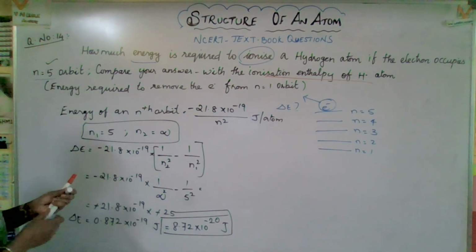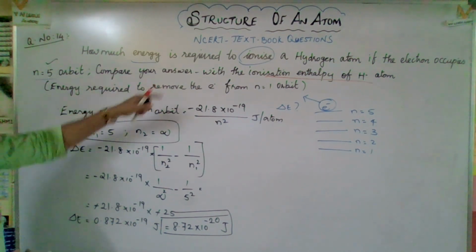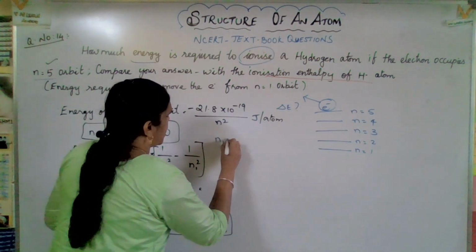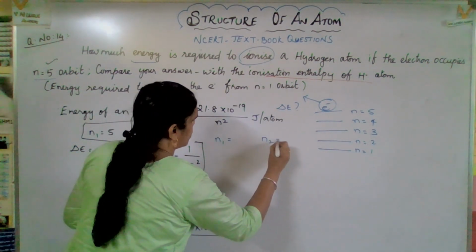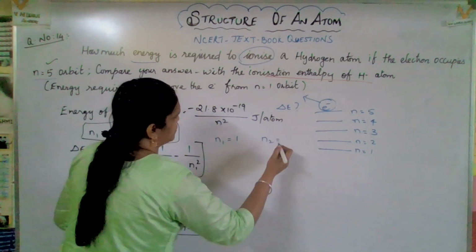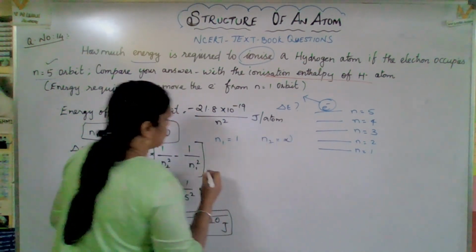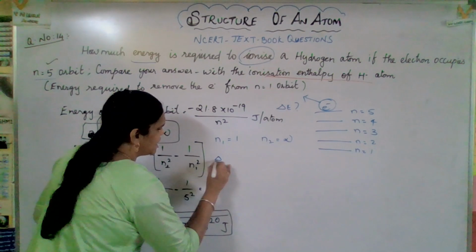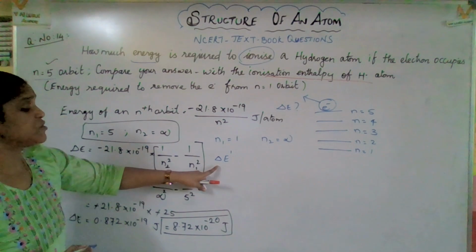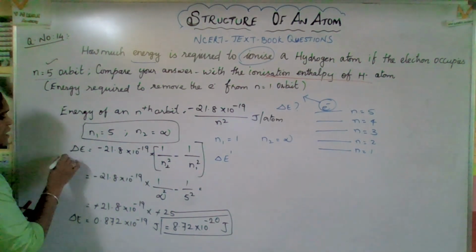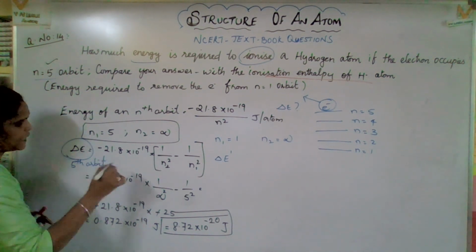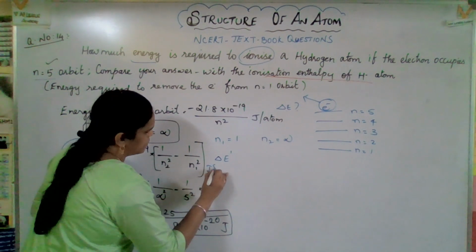Okay, now the next point they are mentioning: compare your answer with the ionization enthalpy of hydrogen atom. So n1 equal to how much? n2 equal to how much? n1 equal to the first orbit, because n equal to 1 is the first orbit. n2 equal to infinity. Now let us identify delta E. We can keep delta E dash, because this is a comparison. So it's delta E dash for the first orbit, and this is delta E for the fifth orbit.